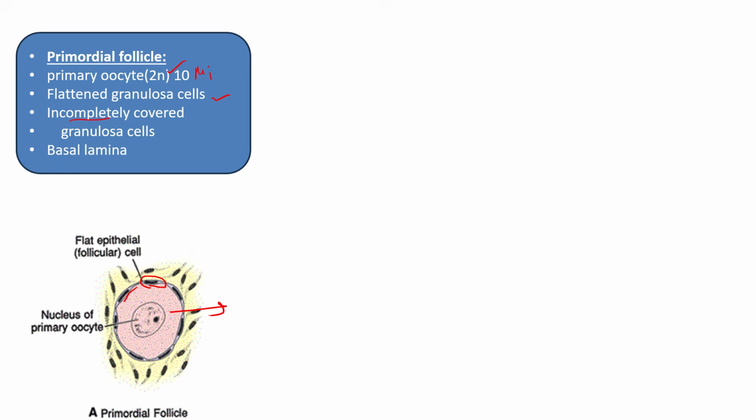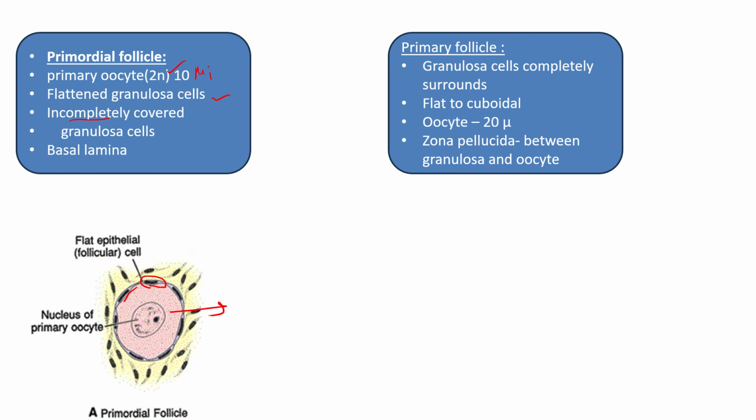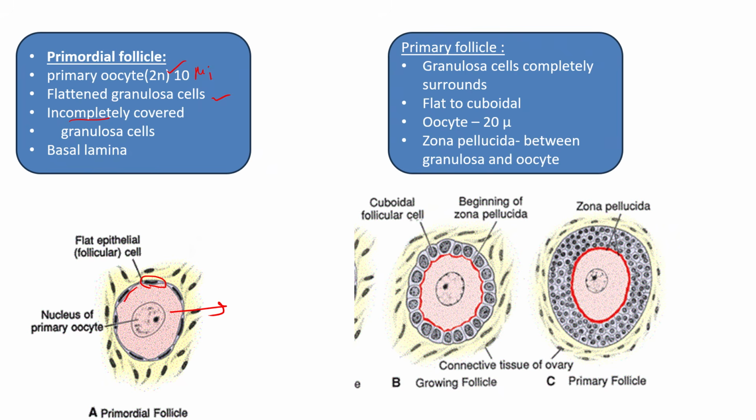Now it converts into primary follicle. Here the granulosa cells become cuboidal, that means flattened will become cuboidal, and they are completely lining the oocyte, and the oocyte increases to 20 microns, and there occurs a layer called zona pellucida, which occupies the space between granulosa cells and oocyte.